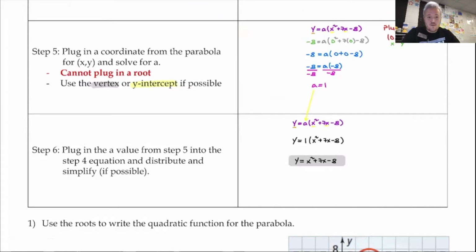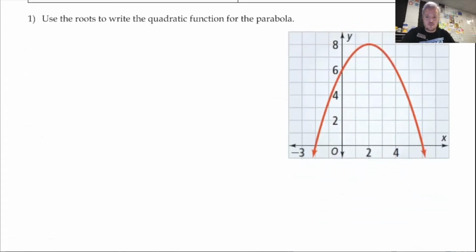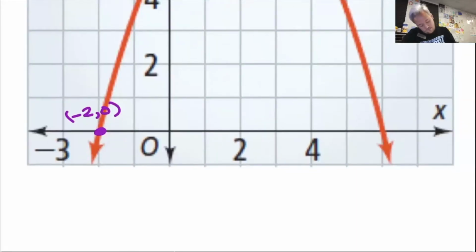So now we kind of consolidate all the steps into one. Now we can start doing the problems. All right, so we want to use the roots to write the quadratic function for the parabola. All right, so remember, you have to start with the roots. So I'm going to start down here. So I know this is going to be (-2, 0). And over here, this is going to be (6, 0).